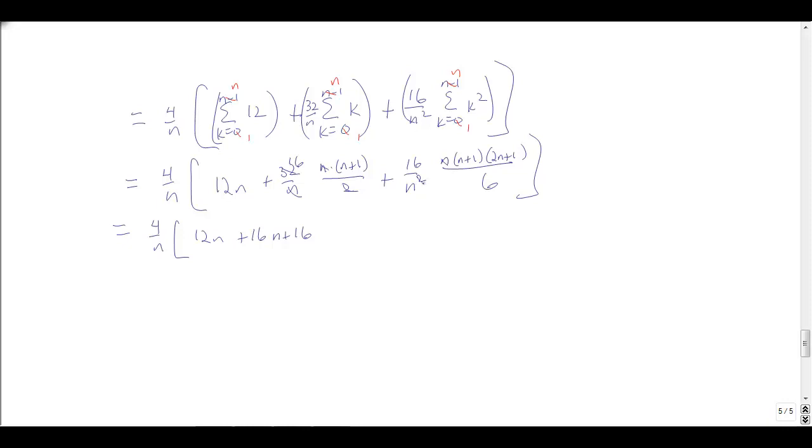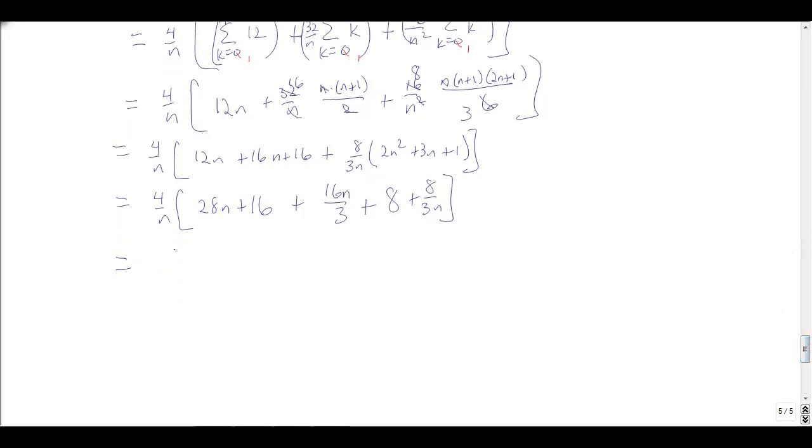Here this n cancels with the square. 6 becomes a 3, 16 becomes an 8. So we get 8 over 3n times n plus 1 times 2n plus 1. 2n times n is 2n squared. 2n plus 1 is 2n. 1 plus n is plus 3n. 1 plus 1 is 1. So I get, let's see, 4 over n, 12n plus 16n is 28n plus 16. Distribute this out. You'll get 16n over 3. n squared over n gives me n. Plus 3n's cancel, get a plus 8, plus 8 over 3n.